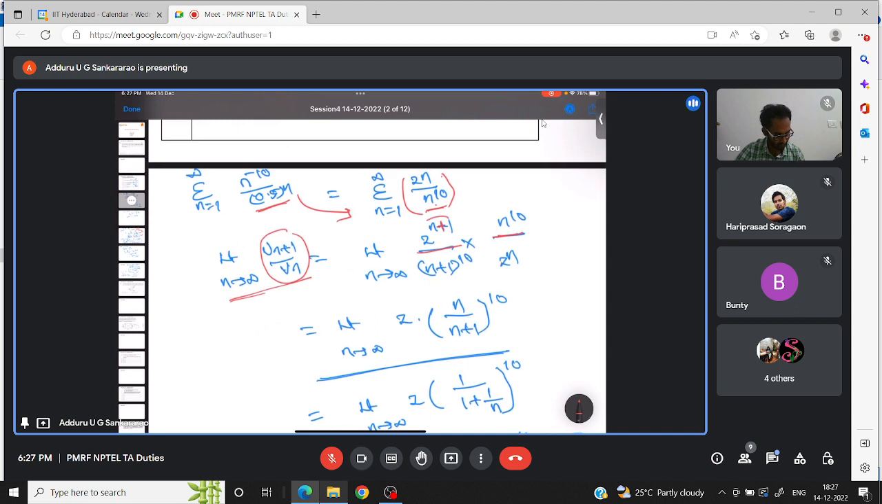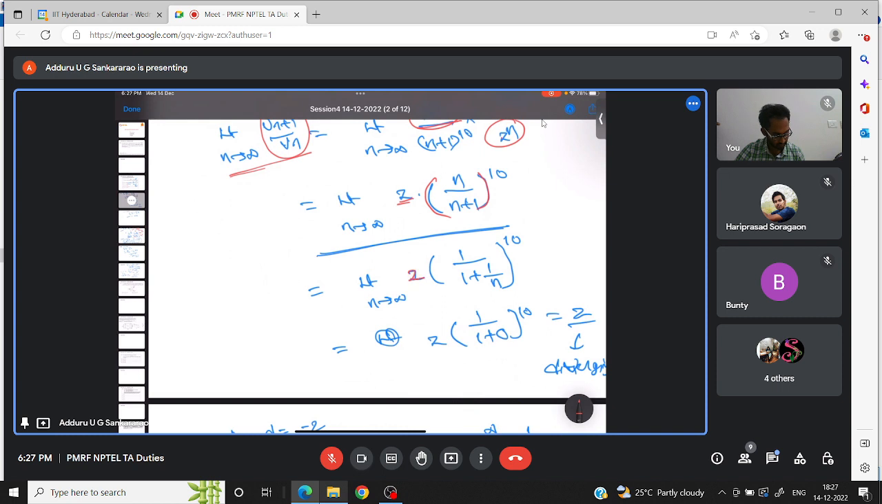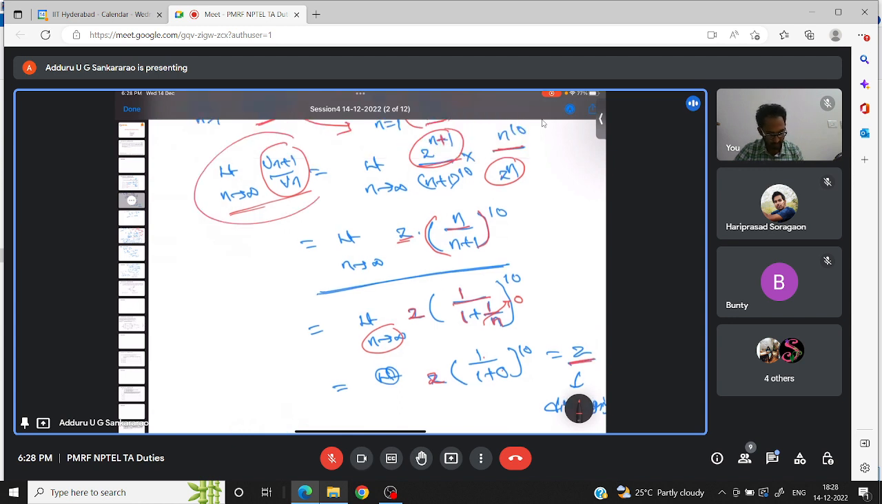So what we get? 2 power n plus 1 is here, 2 power n is here. So it will be 2 into n by n plus 1 power 10. Okay, so we can take n common, so I can write this as 1 by 1 plus 1 by n power 10. As n tends to infinity, 1 by n tends to 0, that we know. So 2 into 1 by 1 plus 0 power 10, so it is 2. So it is greater than 1 we are getting, right? This is the ratio test, so it is diverging.